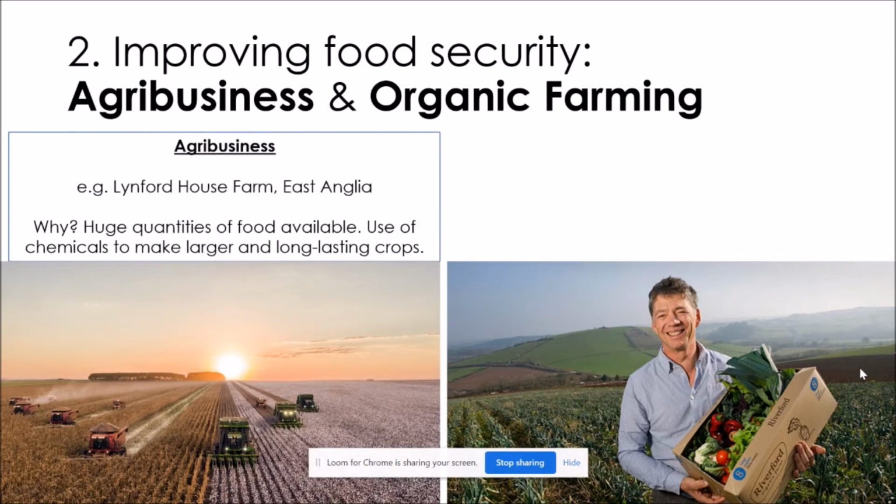The first one is agribusiness. These are the huge farms that we don't have many of down here. They're mostly up in the northeast where the land is flatter. If we're looking at areas like Linford House Farm in East Anglia, which might have been your case study in your lesson, and it's definitely the case study you've got in your revision guide, these are huge farms. You'll notice that the fields are massive, as is shown in the picture below.